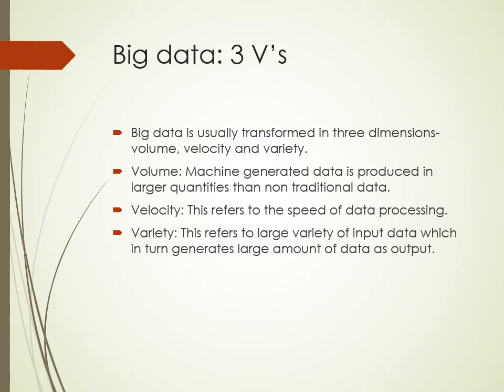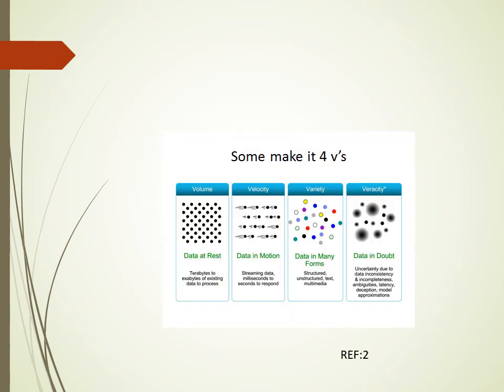Big data's three V's. Big data is usually transformed in three dimensions: volume, velocity, and variety. Volume: machine generated data is produced in larger quantities than non traditional data. Velocity: this refers to the speed of data processing. Variety: this refers to the large variety of input data, which in turn generates a large amount of data as output. Some of them go for 4 V's in big data.